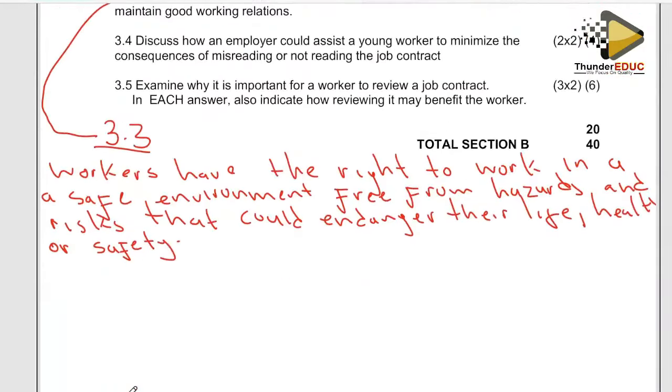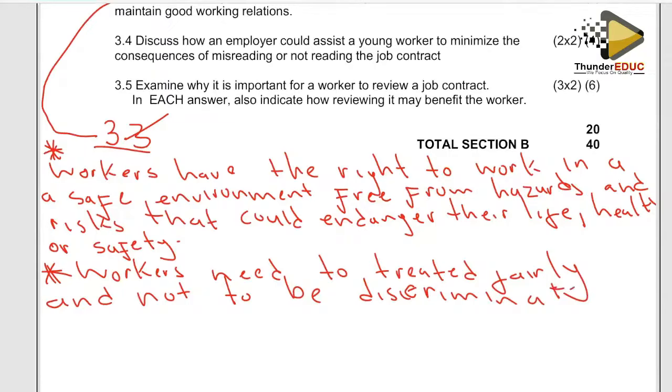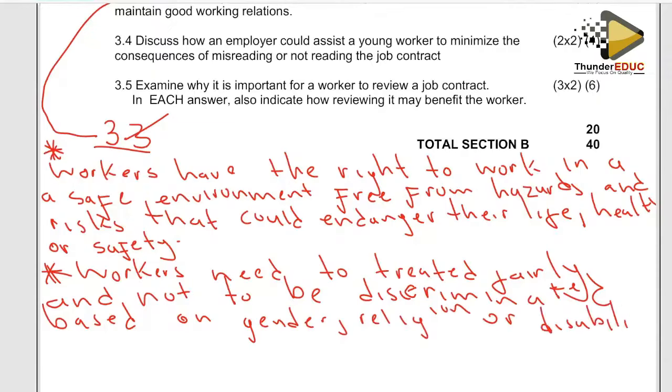In addition to that, you can also add that workers need to be treated fairly and not to be discriminated against based on gender, religion, or disability. So these are the 2 workers' rights that employers must be aware of.